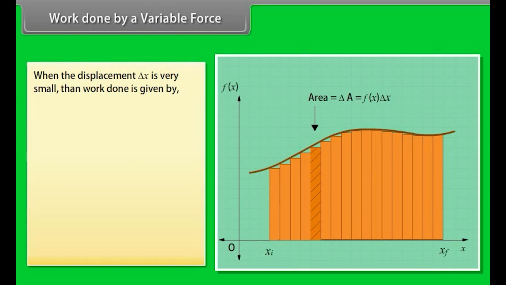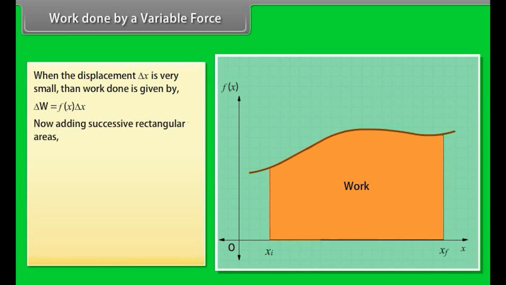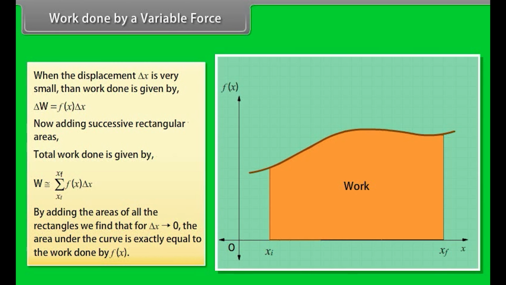Work done by a variable force. When the displacement delta x is very small, then work done is given by delta W is equal to Fx delta x. Now, adding successive rectangular areas, total work done is given by W is approximately equal to the summation from initial position xi to final position xf of the product of Fx and delta x. By adding the areas of all the rectangles, we find that for delta x tending to 0, the area under the curve is exactly equal to the work done by Fx.